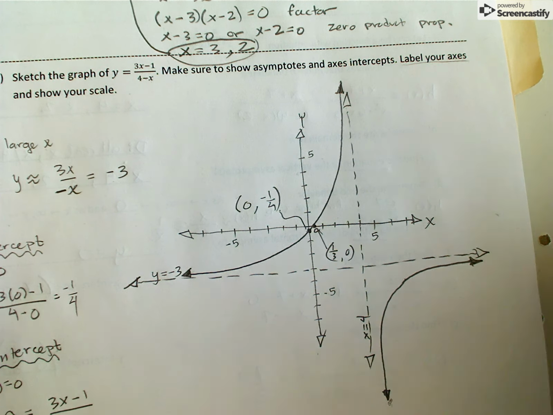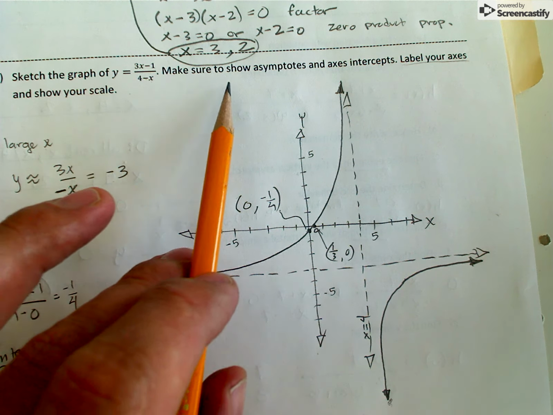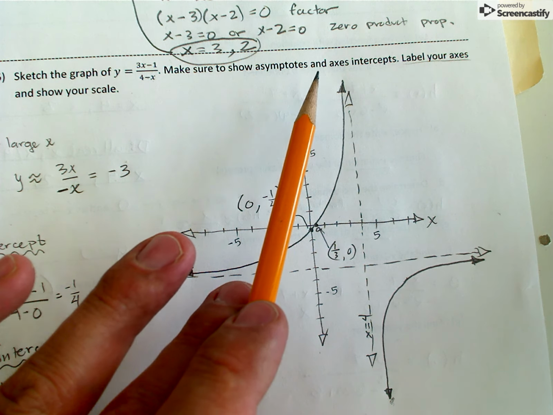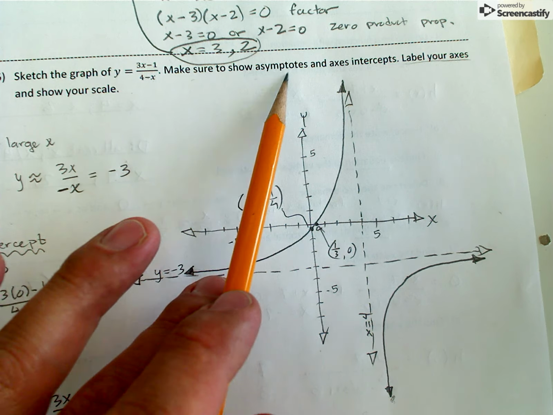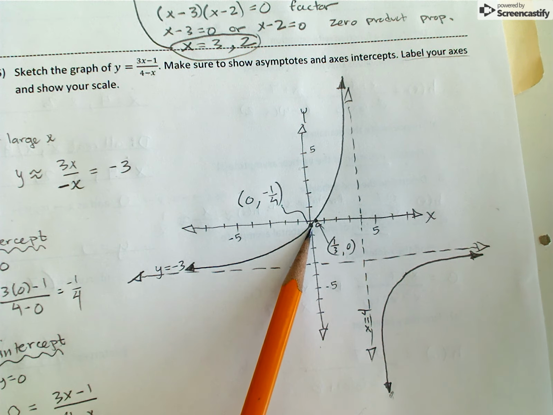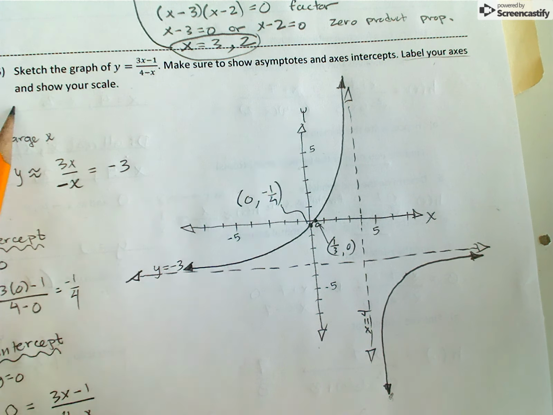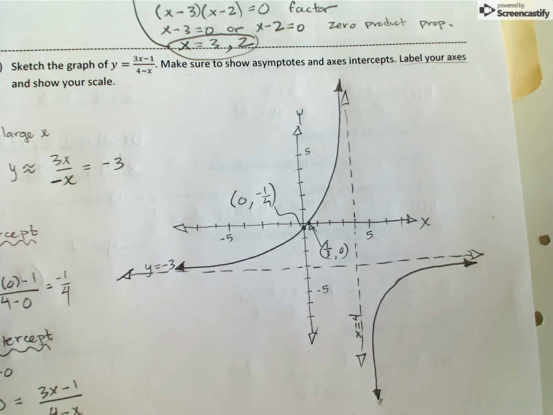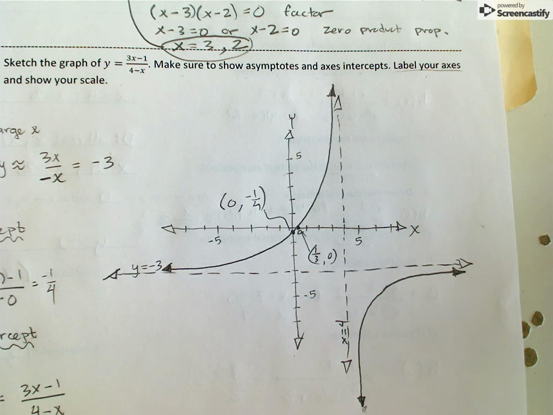And there's my graph. Let me go back to the directions and make sure that I showed my asymptotes. I did that, the vertical asymptote and the horizontal asymptote. Make sure to show asymptotes and axes intercepts. I did my x-intercept and my y-intercept. And then I labeled my axes, x and y. And in this case, I showed my scale. I just counted off by ones. So there's my graph.